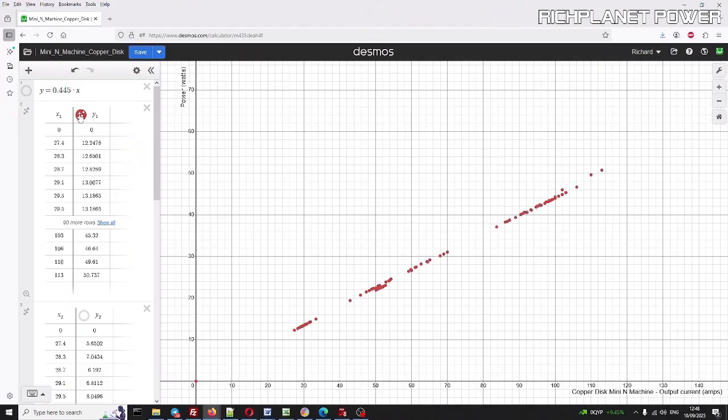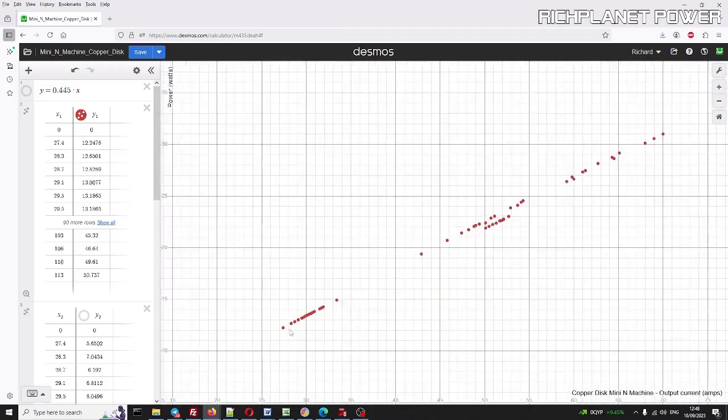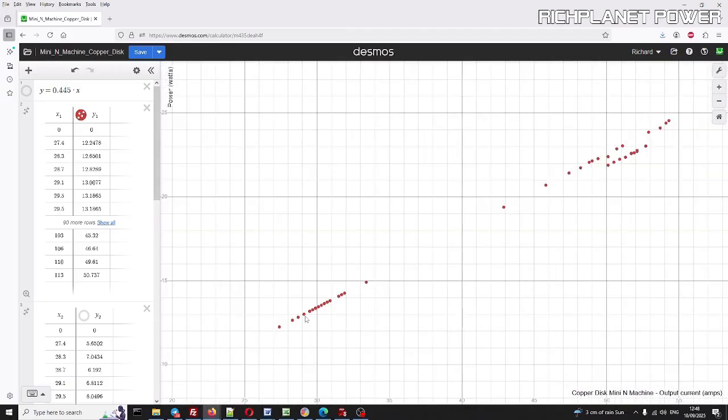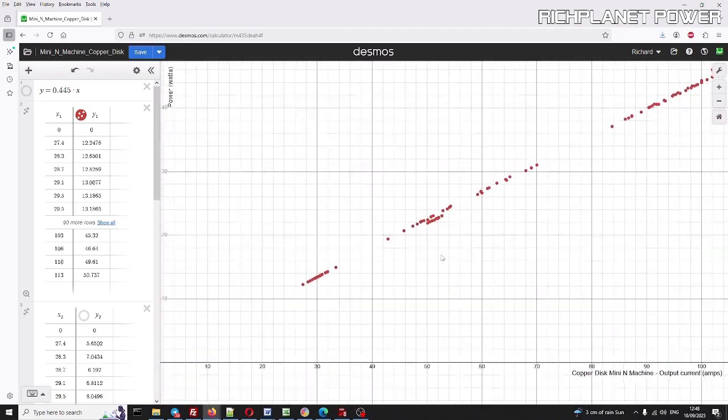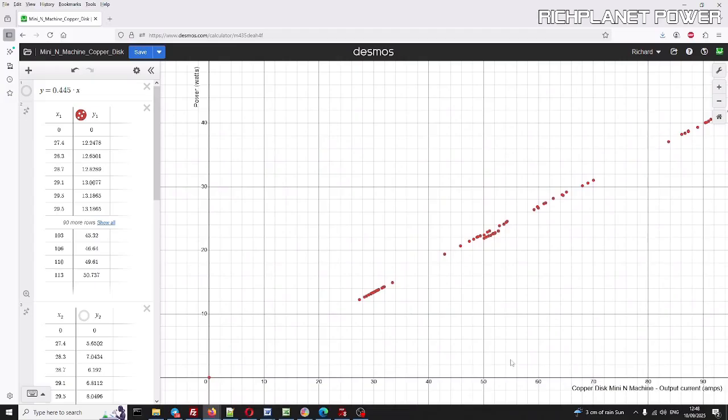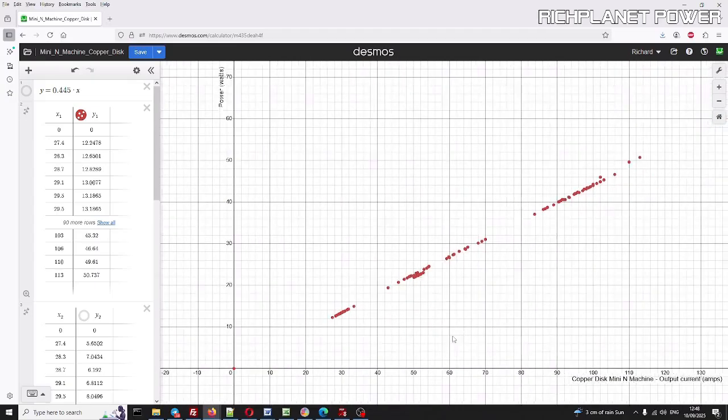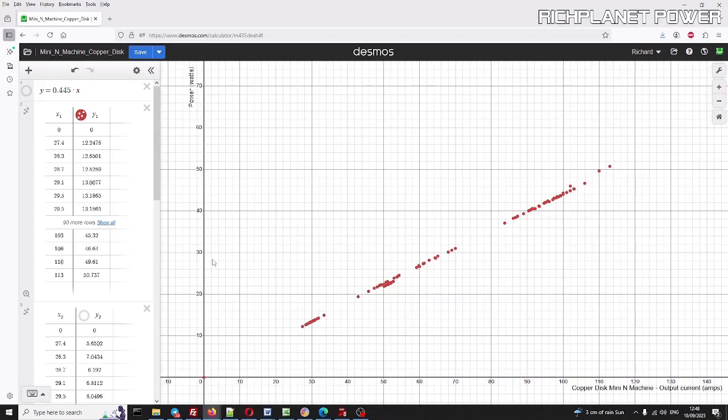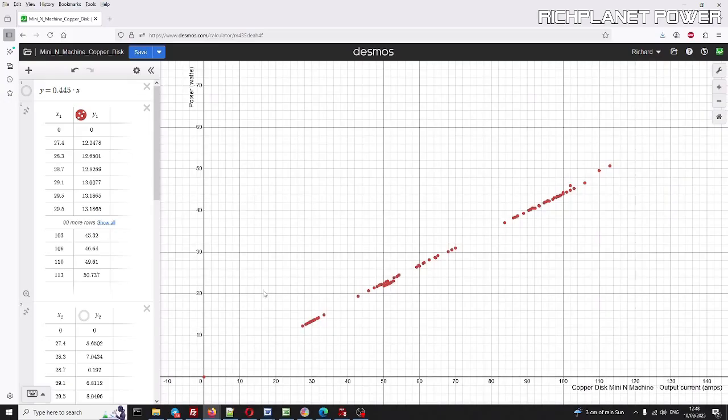So each dot or point on this graph represents the values measured immediately before or after the circuit breakers were opened or closed. The data points represent the total measured output power. A straight line is produced, as expected. As we move to the right along this graph, by reducing the load resistance, the output current goes up and the total output power goes up proportionally.